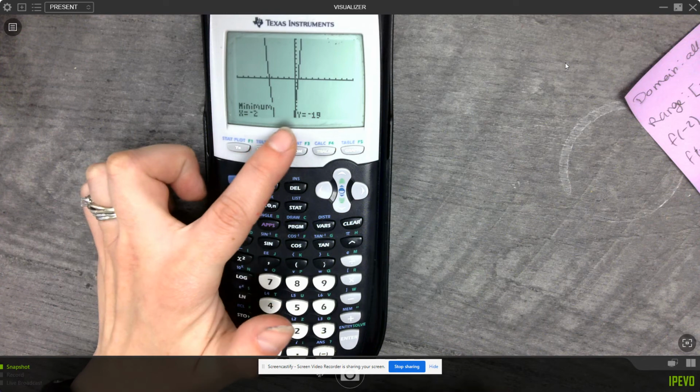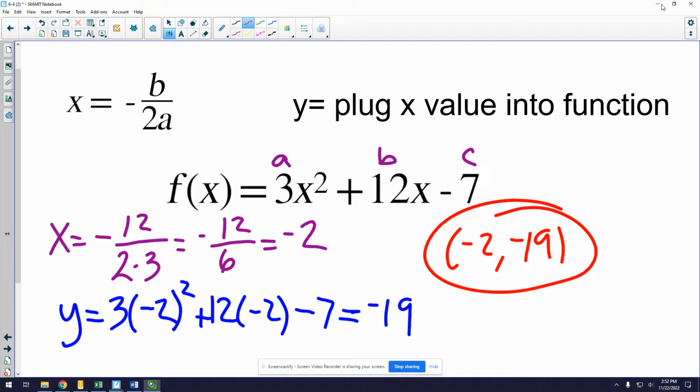And it says -2, -19. Perfect. That's what we had. That's how you find your vertex and then how you check it. In this lesson, you have to show your work, but you can check it on your calculator.